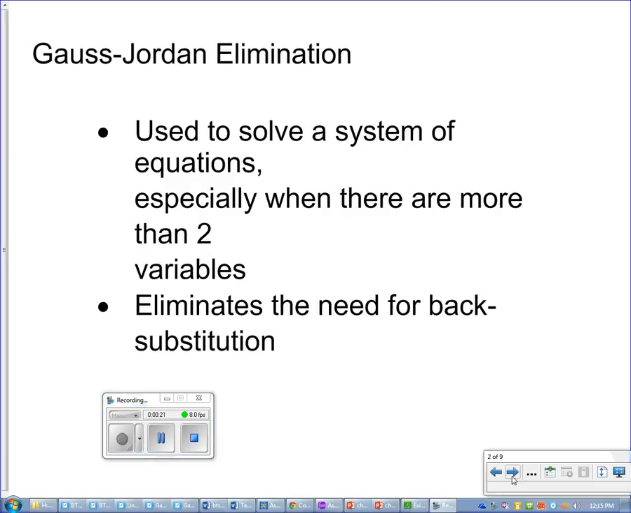So Gauss Jordan elimination, much like Gaussian elimination, is used to solve a system of equations, especially when there's more than 2 variables. Those old techniques from Algebra 2 of substitution, elimination, graphing aren't as efficient when we have more than 2 variables. But Gaussian elimination required that back substitution step. What Gauss Jordan elimination is going to do is eliminate the back substitution. So you're going to be able to just get the answer right off of the matrix without doing that extra algebra at the end.